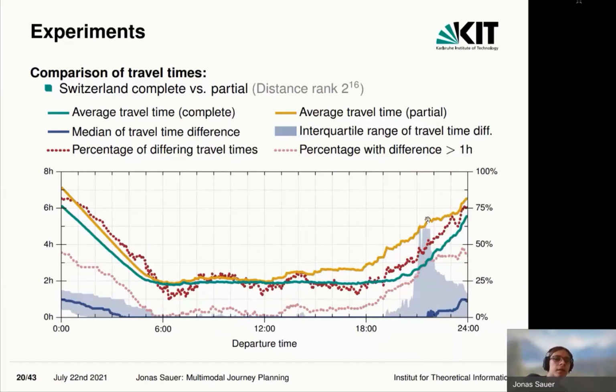And the percentage of queries that are affected is about 25% during the day, a little bit more or a lot more during the night. And there's still a lot of queries where the difference is greater than 1 hour. So by using this partial network, we're probably going to answer a large percentage of the queries reasonably well, but there will still be quite a few where the solutions we get aren't of acceptable quality.